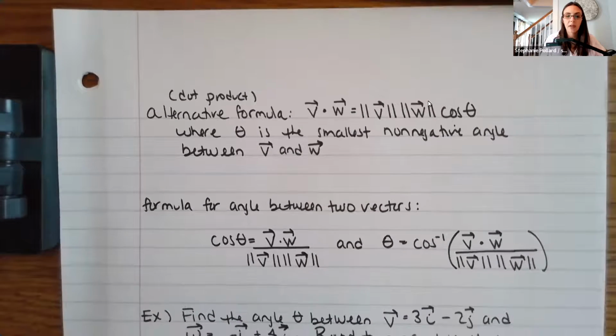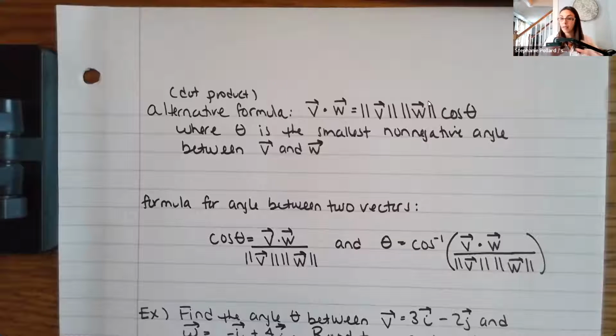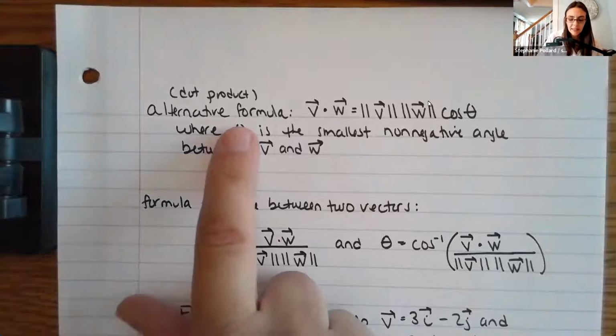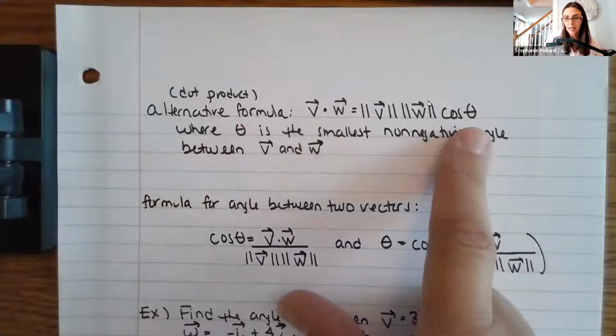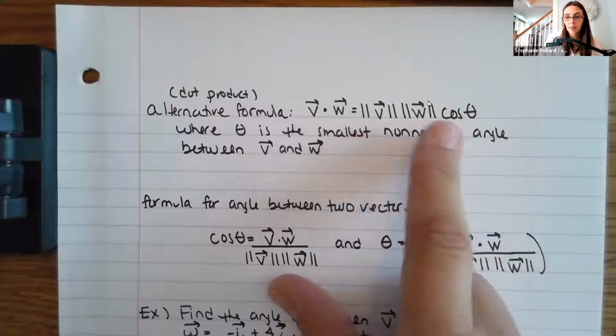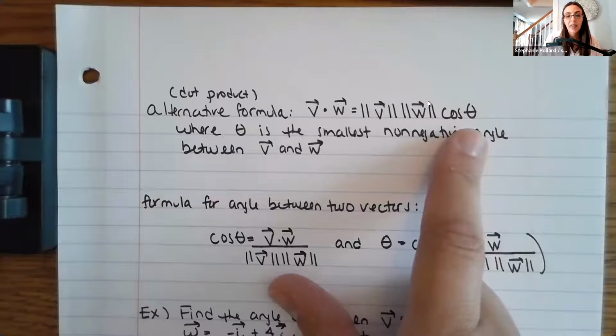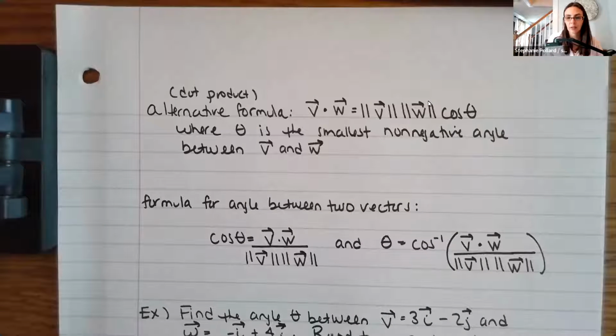Now there is an alternative formula for the dot product, and I have it written out here for you. Again, if you need to pause the video at any time, go ahead and do that so you can take the notes down, or make your own extra notes as well. So this is an alternative formula. It still gives you the same dot product answer, but it uses the cosine of the angle instead. So what you do is you take the magnitude of each of the vectors and multiply them, and then you also multiply by the cosine of theta. And theta is the smallest non-negative angle between the two vectors.